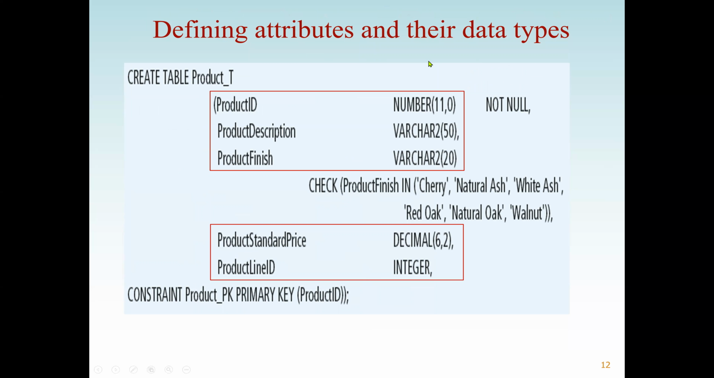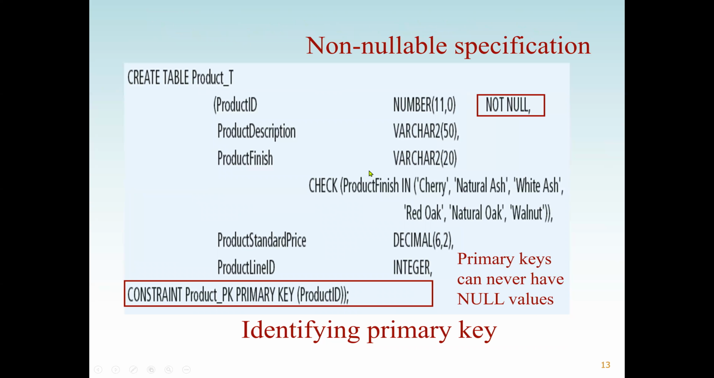So defining the attributes and their data types, here we have create table, that's the keyword. The table name is product T. We have the product ID, the product description, and product finish. These are the attributes. Then we have a product standard price, product line ID. And these are all their data types. So we have integer, decimal number, varchar, string, and number. And we say product description cannot be null, so we have not null. So that's the non-nullable specification.